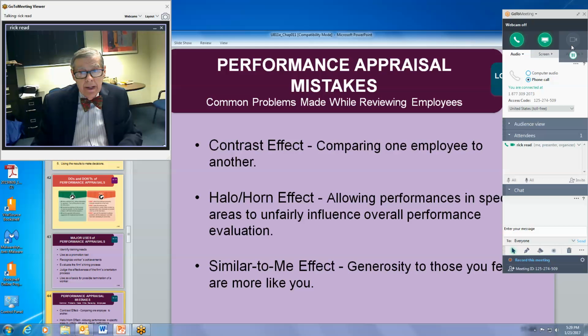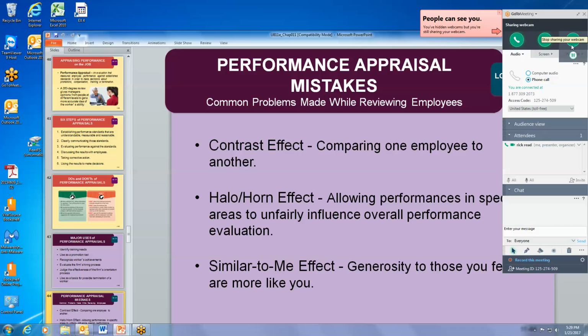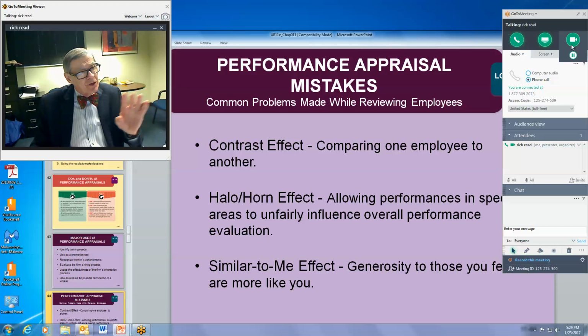A contrast that compares one employee to another. Don't do that. You're comparing. There are things known as forced comparison. That's a different issue. If you're going to use that type of form, that type of rating system, understand what the parameters are. But this is a mistake unless you're into that.